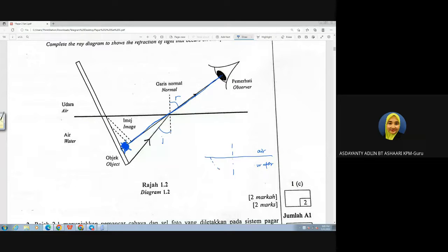So awak lukislah straight line direct to the observer's eyes. Where is the position of the object? Position of the object sebenarnya di bawah kan. So this is the object, straight line lah. Then the arrow, because actually what we saw is from the object, so the direction is from the object. Jangan pula awak tengok arrow tu macam ni. Boleh? Okay, so now you go to number 2.